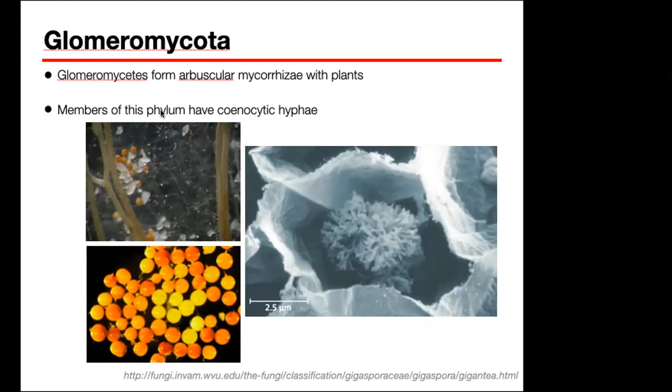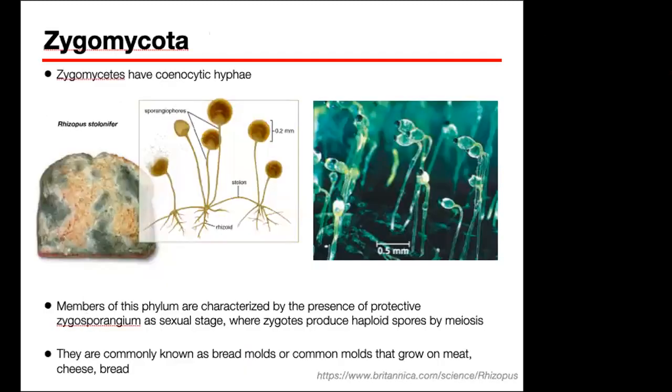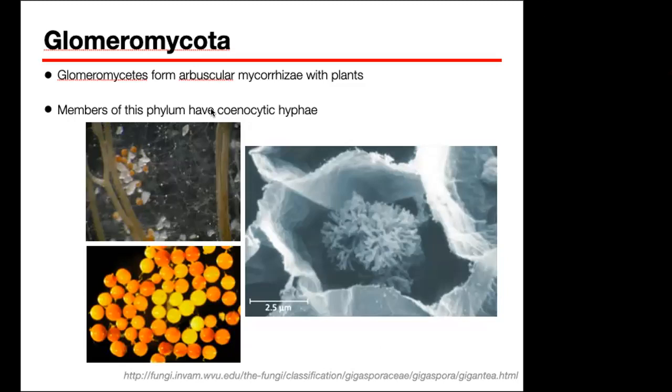So again, meron tayong first yung ating chytrids, ano? Sila lang yung flagellated, cenocytic din yung kanilang hyphae, and then we have zygomycetes, yung ating bread molds, no? And yung hyphae nila is also cenocytic. And then ano nga yung kanilang salient feature? They have these zygospores, no? Yung ating zygosporangium during their sexual stage. Yung glomeromycetes naman, they form arbuscular mycorrhizal associations with plants.